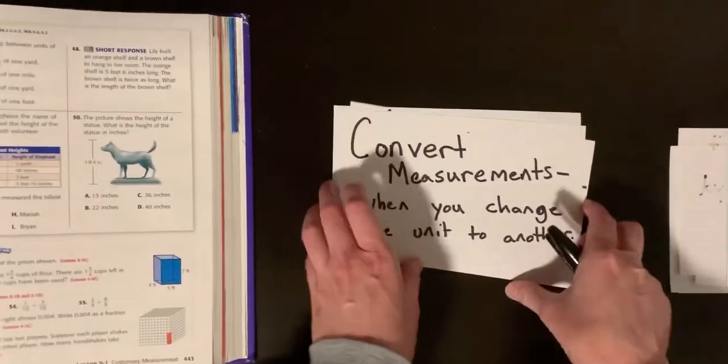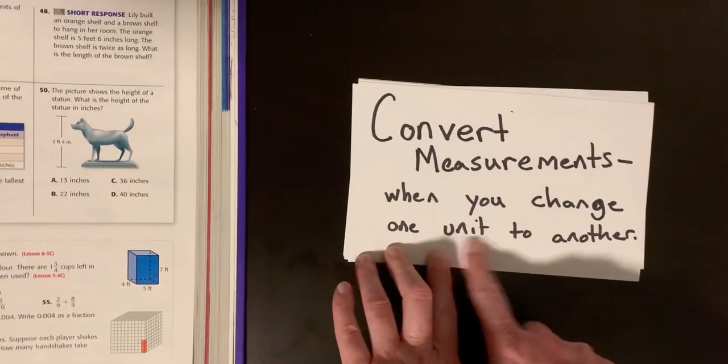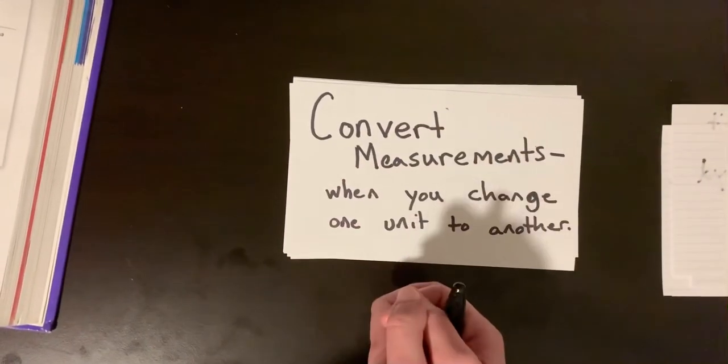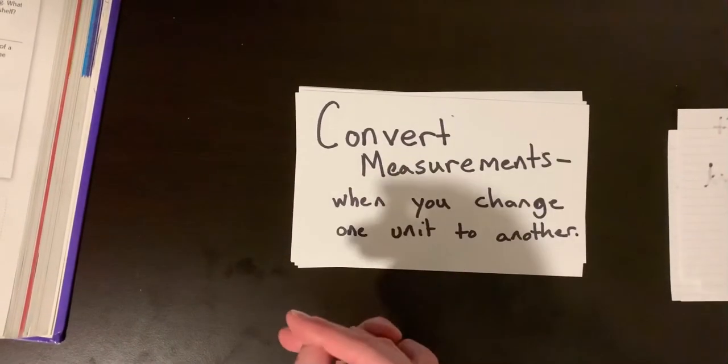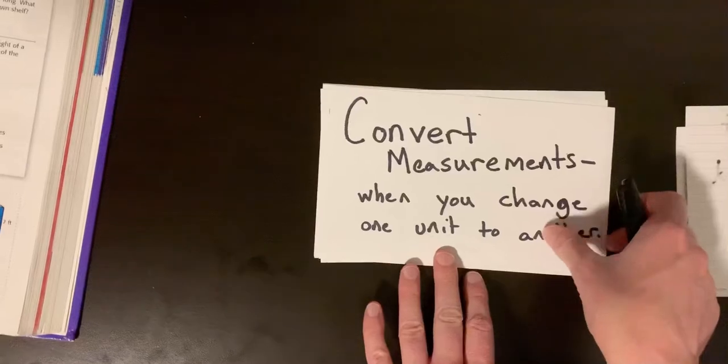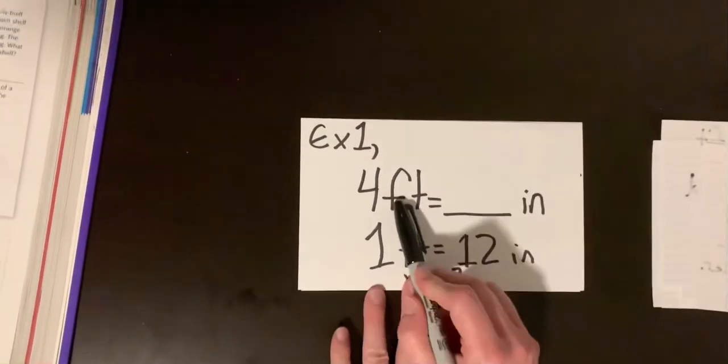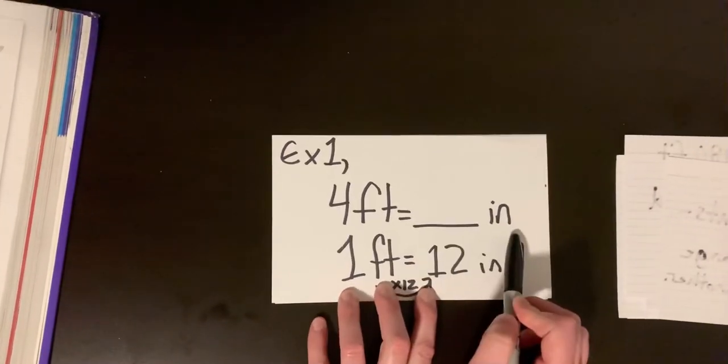Now we're going to talk about converting measurements, when you change one unit to another. Sometimes someone's going to give you feet and you have to make it into inches, and sometimes you have to make inches into feet, or yards into feet. The first example we're going to talk about is feet. I have 4 feet and I want to make it into inches.